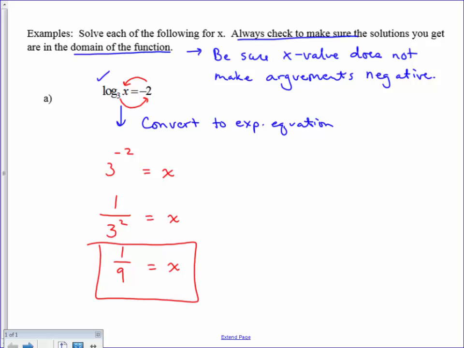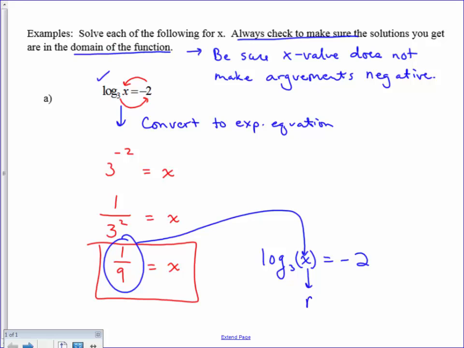Notice here that the original argument on my log was x. And so what you need to do is make sure that if you plug that value back into your argument, it results in a positive value. It does. If I plug 1/9 in for x, it would result in a positive value. So this answer is okay. If it didn't result in a positive value, then in this situation we would have to say no solution since we only had the 1/9.